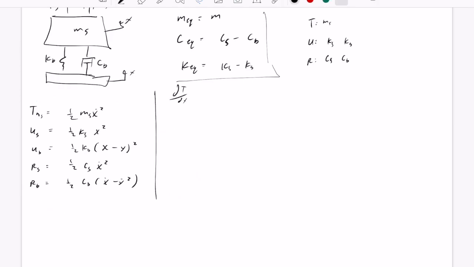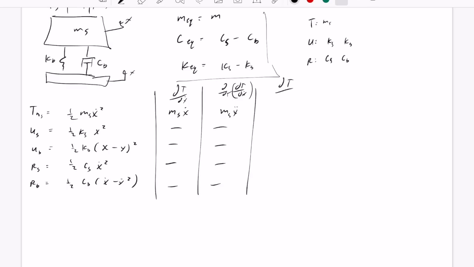So dT/dx dot becomes m_s x dot, and the rest of these are zeros. d/dt of dT/dx dot is m_s x double dot, the rest of those are zeros. And then dT/dx, those are always zeros, or at least for the systems we're looking at. Okay, and then dU/dx. So let's do this first one, it's pretty easy. It's just k_s x. Okay. The second one looks a little more complicated.